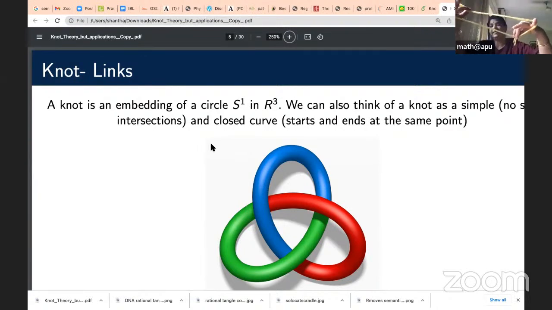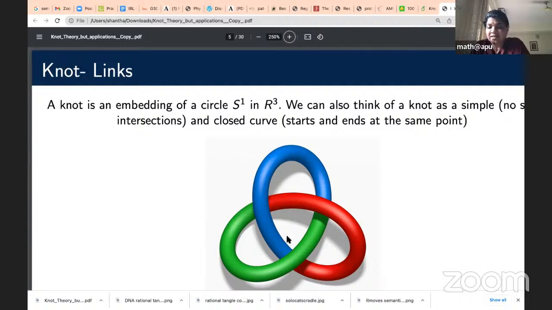So anything that does not have self intersections, and the starting point and the end point are the same, is called a knot. Here I've given a picture of a trefoil, and it is beautifully colored. You can see that there are three parts of this closed curve. Closed curve basically means it starts and ends at the same point and it does not intersect.